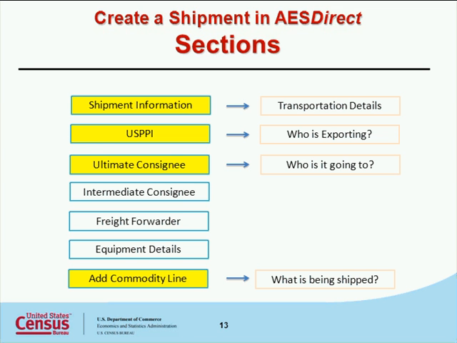The commodity line section contains information of what merchandise is being exported. At least one line item is required for each electronic export information that is transmitted to AES. This is also required for all shipments. There are 3 other sections, the intermediate consignee, the freight forwarder, and the equipment details, which are conditional based on the shipments that you are filing.